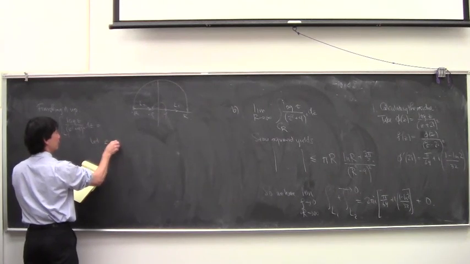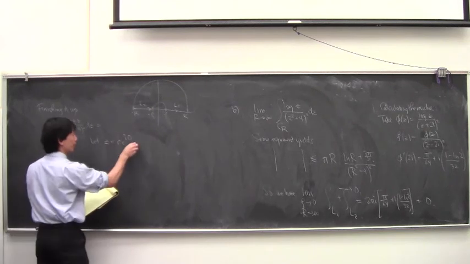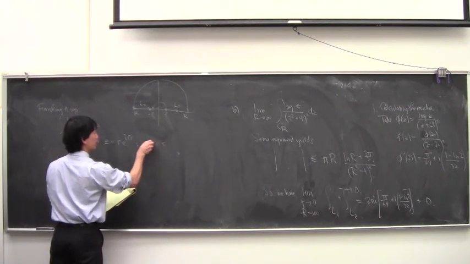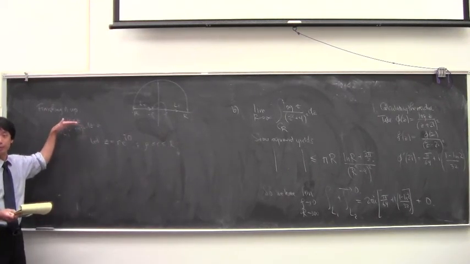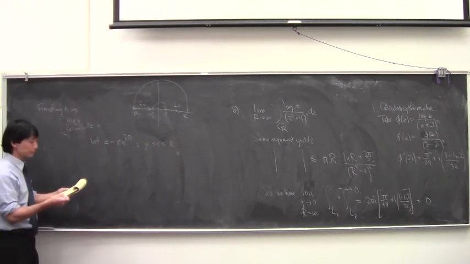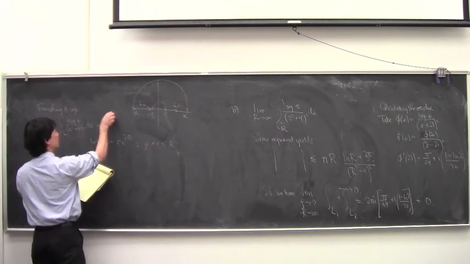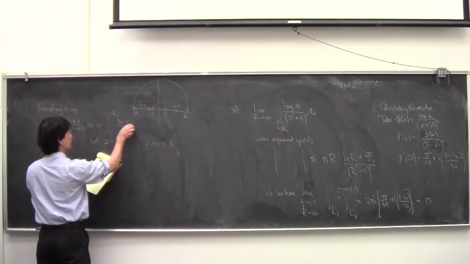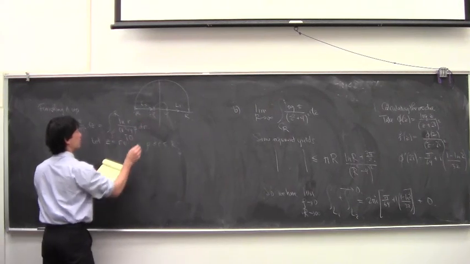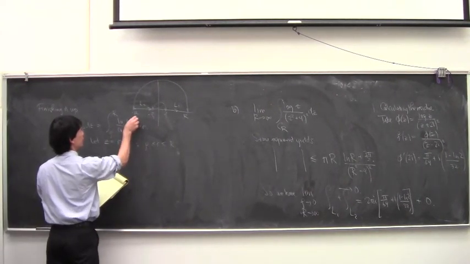let z be r e to the I times 0, where r ranges from rho to r. So we make a parameterization of L1, and we get that this is the integral from rho to r of the natural log of r over r squared plus 4 quantity squared, plus I times 0.